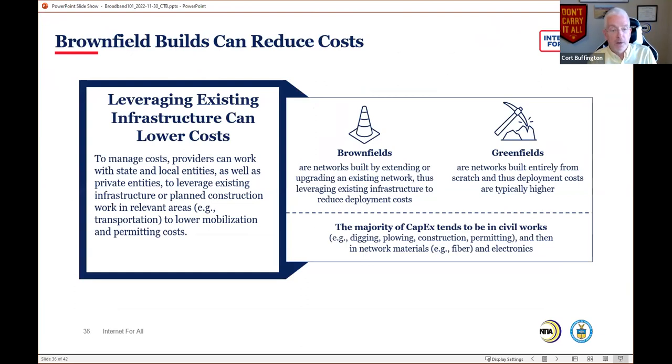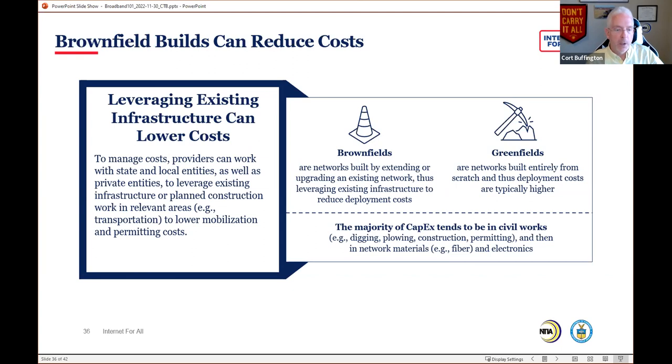Now, when we're talking about deploying infrastructure, we commonly talk about either brownfields or greenfields. A brownfield is a case where there is some existing infrastructure already, and we're going to add additional or upgrade the infrastructure. A really easy example of a brownfield would be a case where there are already existing utility poles out there, and all we have to do is hang more fiber on them. Whereas a greenfield is starting from scratch.